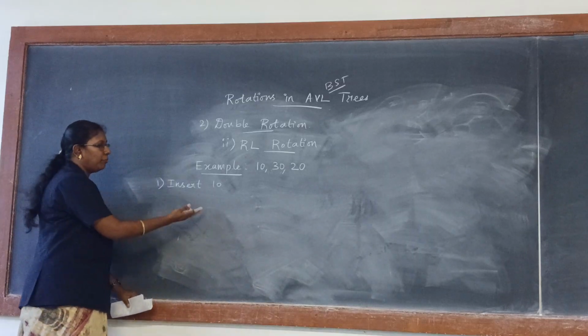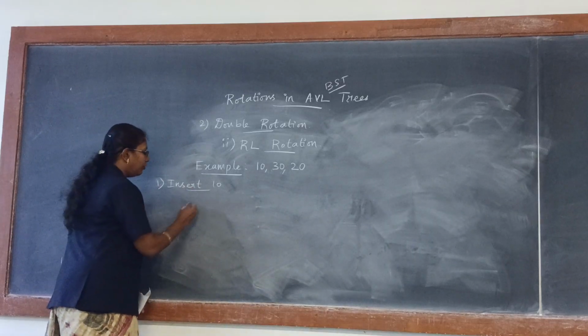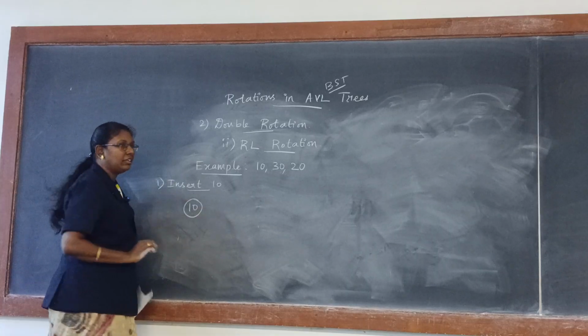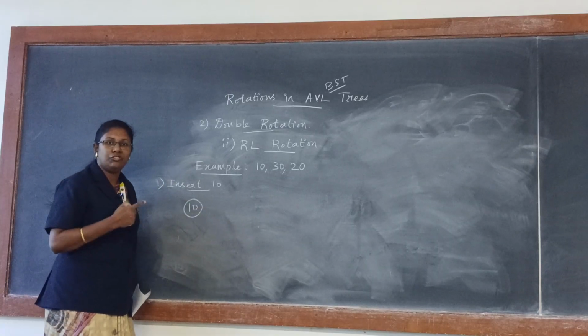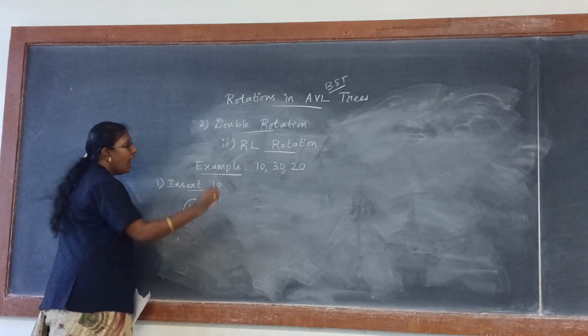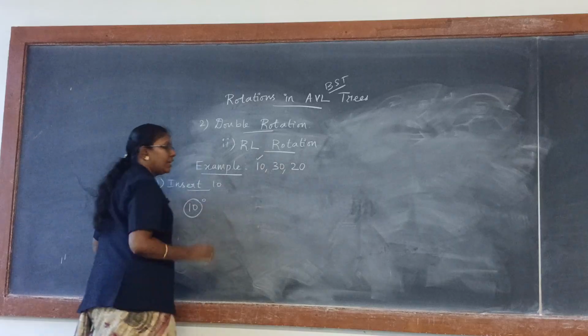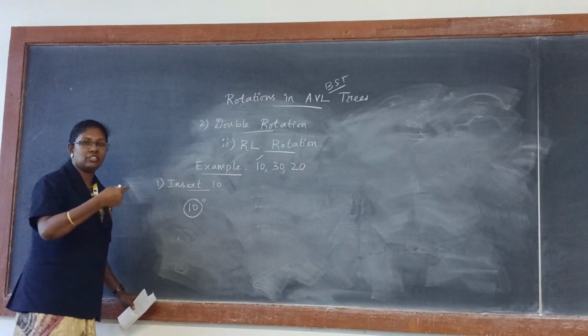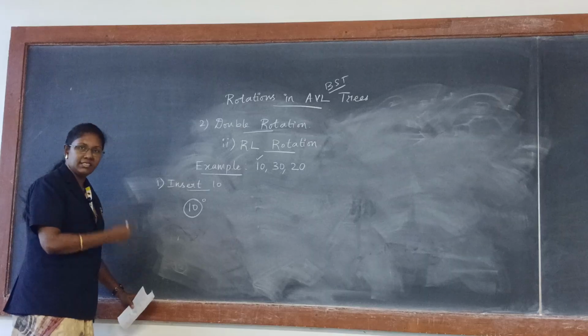So now by inserting 10, what will happen? In the first step, we have created one node, and this node is the leaf node as well as the root node. So the balance factor for this node is 0 here, and I have inserted 10, and there is no left child and there is no right child. The balance factor is 0.